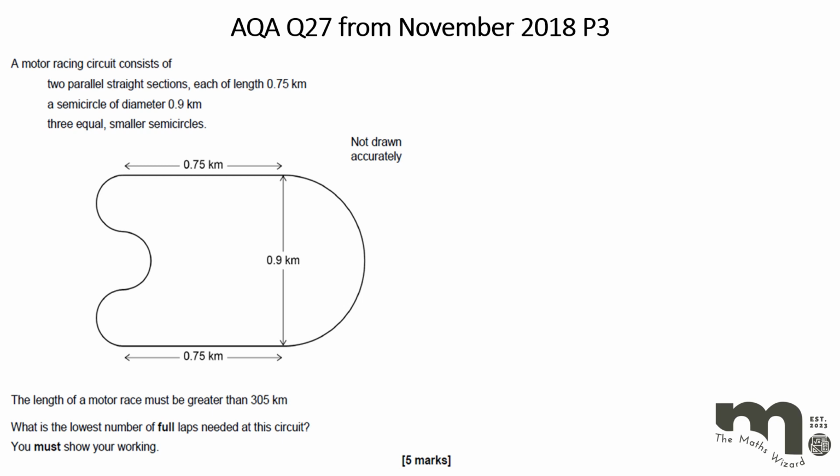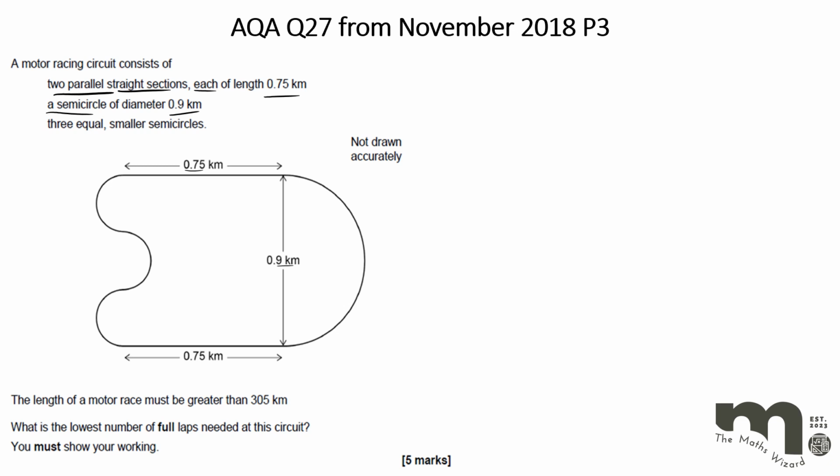It says that a motor racing circuit consists of two parallel straight sections, each of length 0.75, and that's indicated here by those two arrows and the measurements. A semicircle, so one semicircle that has a diameter of 0.9 kilometers, as again shown here, and then three equal smaller semicircles. So the fact that they are equal is important.